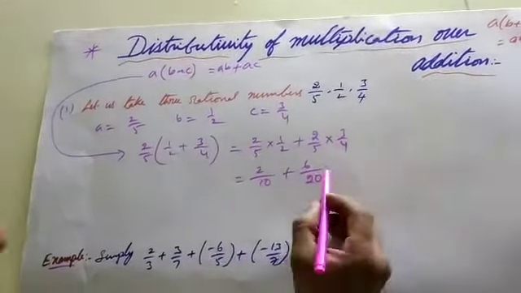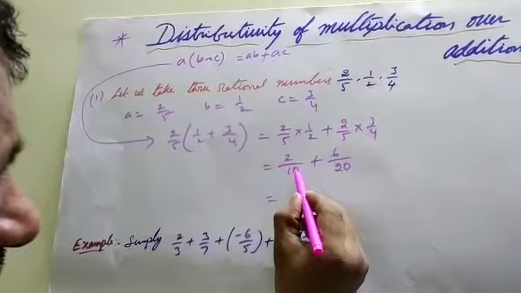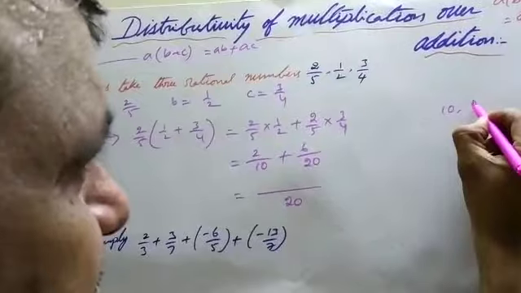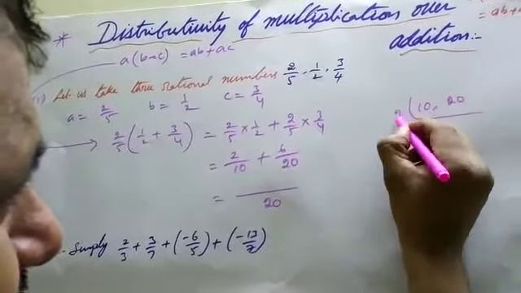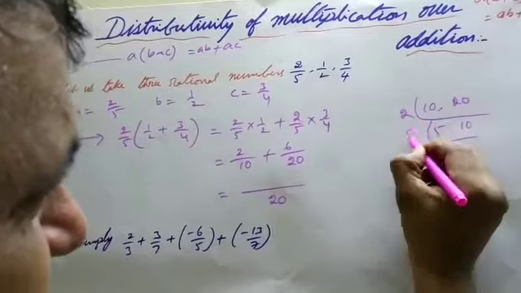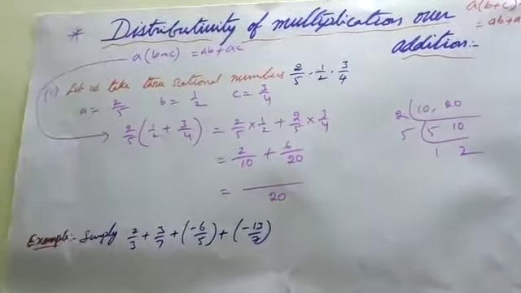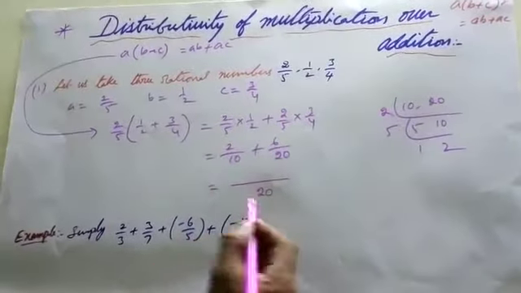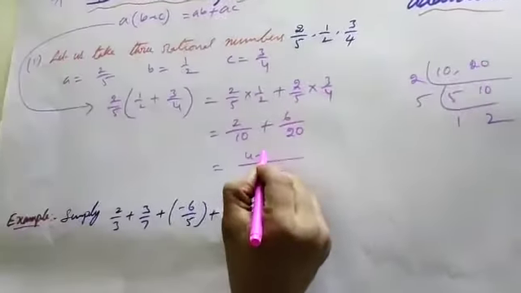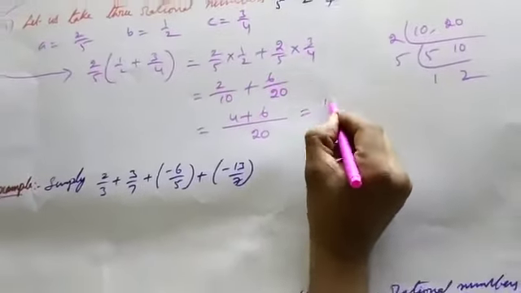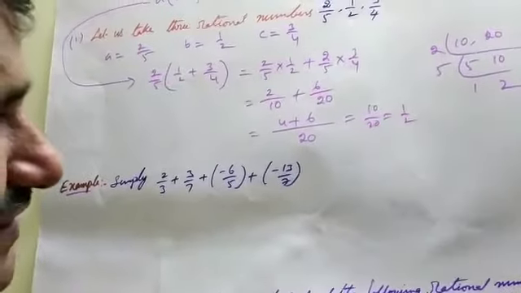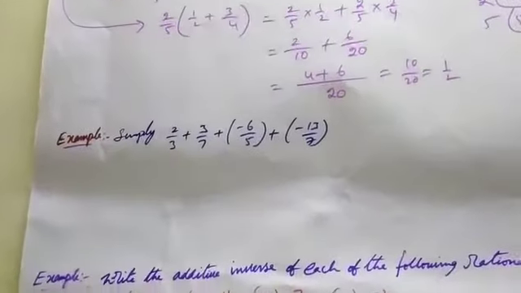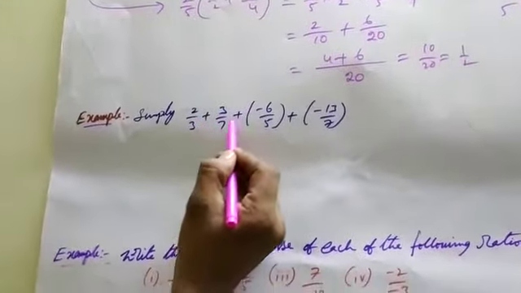What is the LCM of 10 and 20? 20. So 20 by 10 gives 2, 2 into 2 is 4, plus 20 by 20 gives 1, 1 into 6 is 6. That is equal to 10 by 20, which is equal to 1 by 2. Ten ones are 10, ten twos are 20.